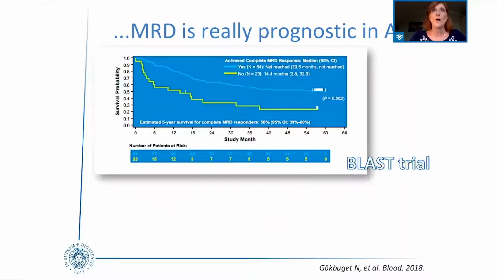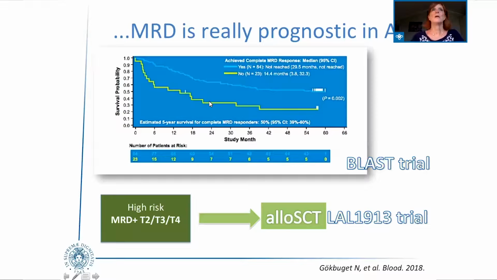About ALL, we know that MRD led all therapeutic strategies in the pediatric setting, but MRD is now a reality also for adults with ALL. You can see here the new frontier of the treatment of adult ALL patients, blinatumomab, the bispecific monoclonal antibody, and you can see here that the prognosis of MRD negative patients is really better than that of MRD positive cases.